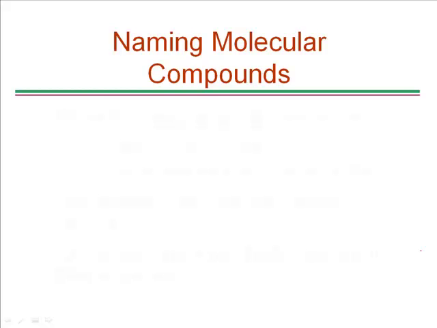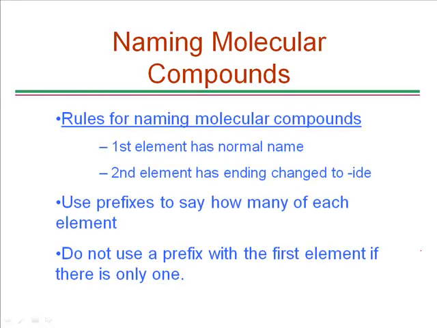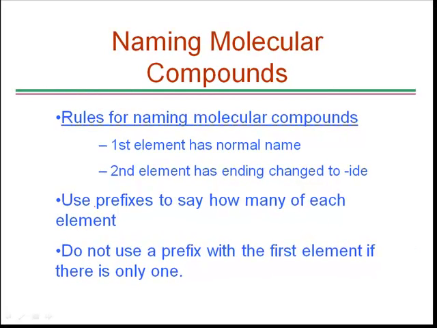Naming molecular compounds. Well, there's a set of rules. The first rule in naming molecular compounds is the first element has a normal name, just like ionic compounds. The second element in the compound, you change the ending to "ide", just like in ionic compounds. Now, to denote a difference between a molecular compound or a covalent compound and an ionic compound is we use something called prefixes. Okay, so you need to know what a prefix is, and there's 10 of them I want you to know.